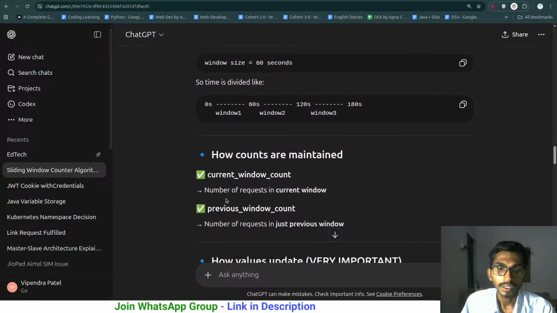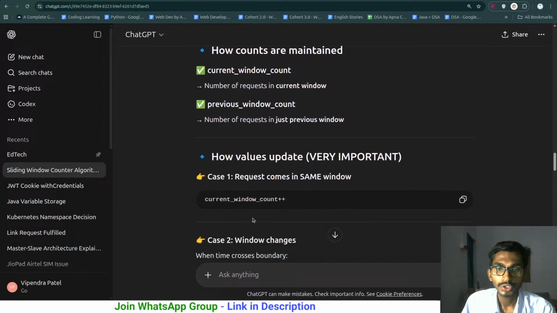Counts are maintained. Current window count is the number of requests in the current window. So this is the first window, this is the second window, something like this. Then previous window count is the number of requests in the just previous window. So that's fine, current window and the previous window. How do values update? A request comes in the same window, so current count is incremented.